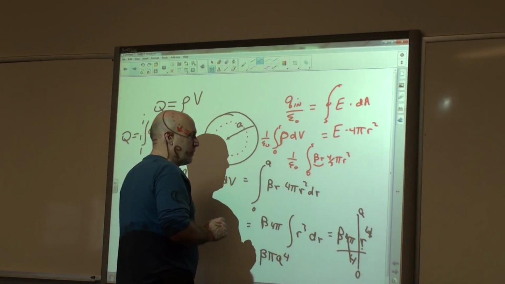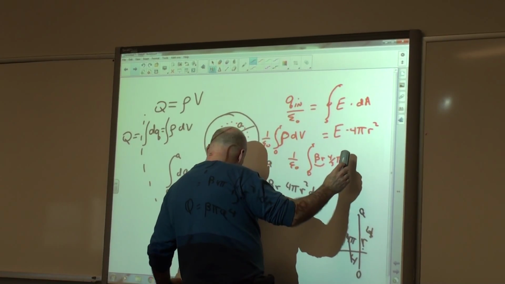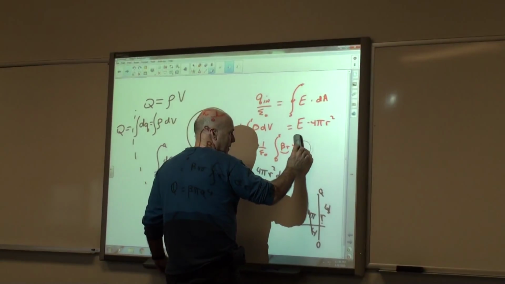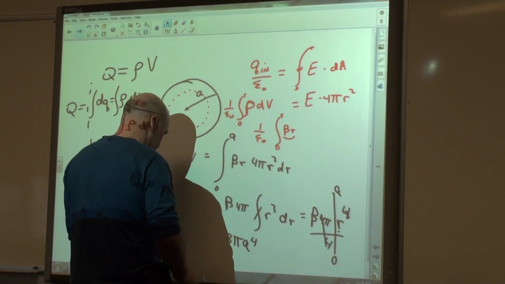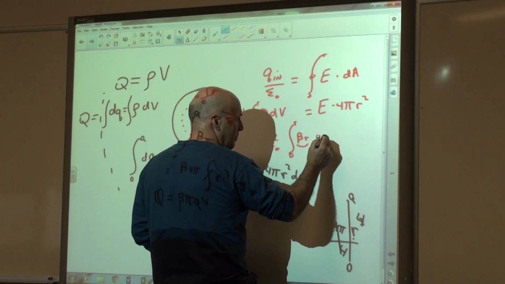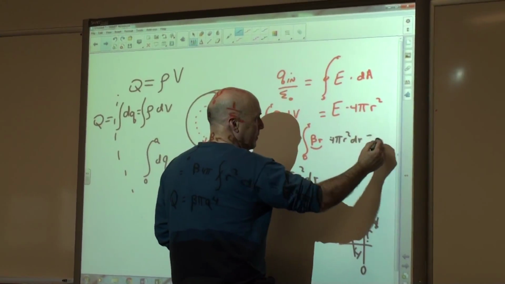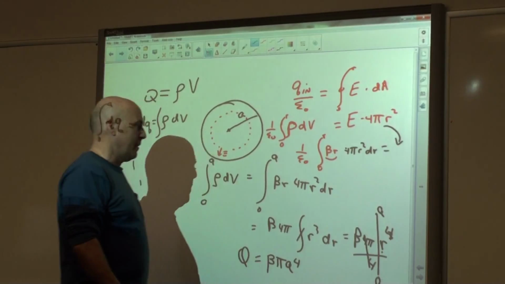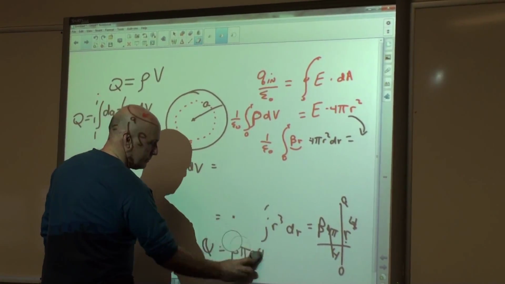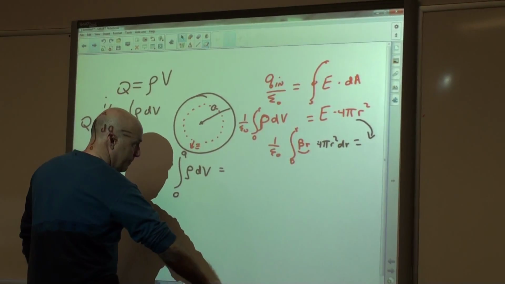You want to clean this up a little bit? What's another way of writing charge density? Charge density was also in terms of the entire charge and the entire volume. So I could rewrite this as rho, which is Q. Okay? And here's an R. Okay? Divided by 3. And it's divided by the total volume. And what's the total volume of a sphere? 4/3 pi.